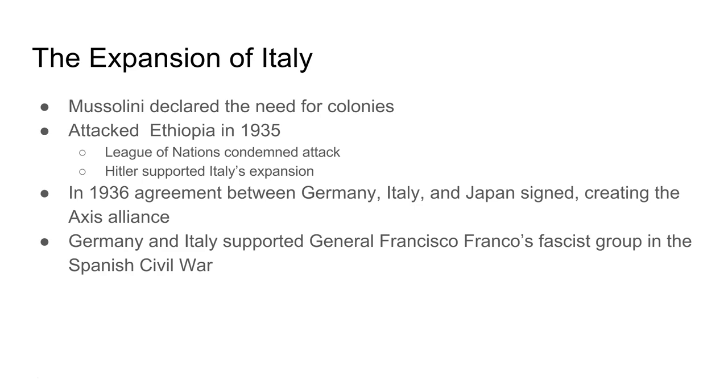The support that Mussolini gets is from Adolf Hitler, who is okay with this Italian expansion. And it is because of this that there is an agreement made between Germany and Italy, and then eventually Japan, that creates the Axis powers, right?